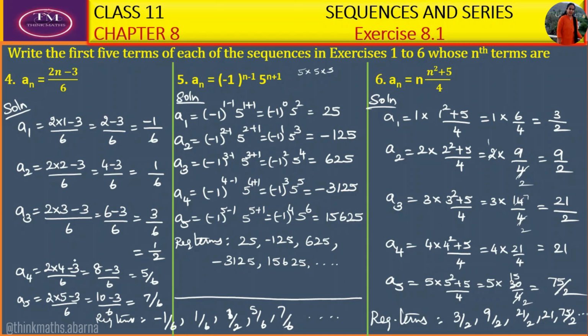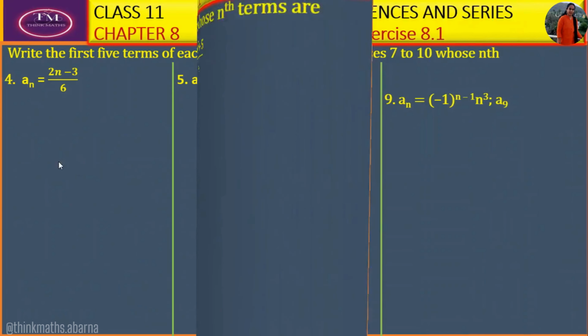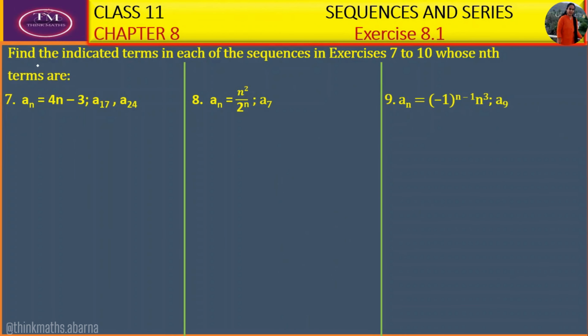Okay. So moving on to the 7th one. Find the indicated terms in each of the sequences in exercises 7 to 10 whose nth terms are given. Here they have indicated some terms only which we have to find out. So it is simpler than the first 6 problems.